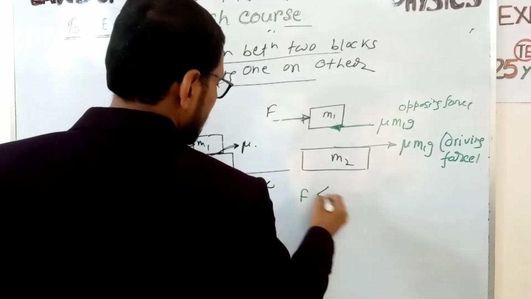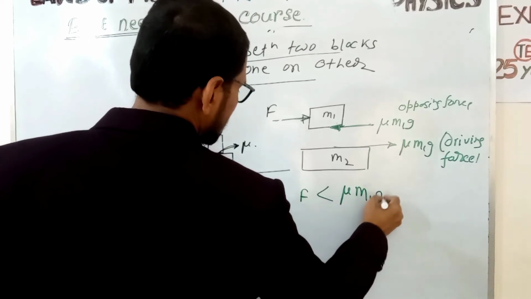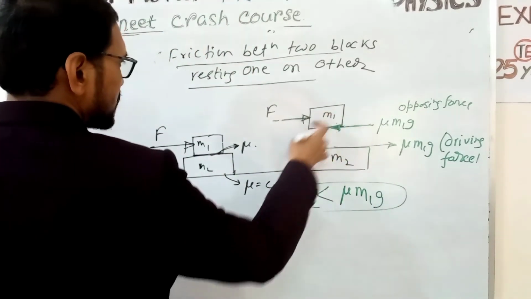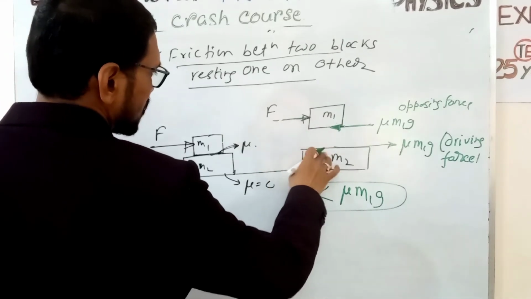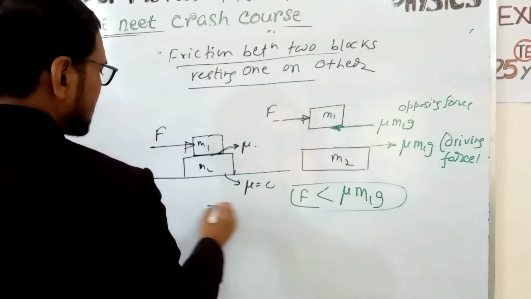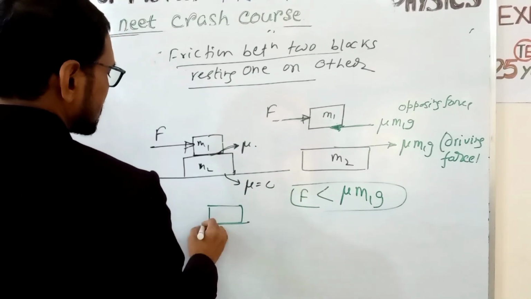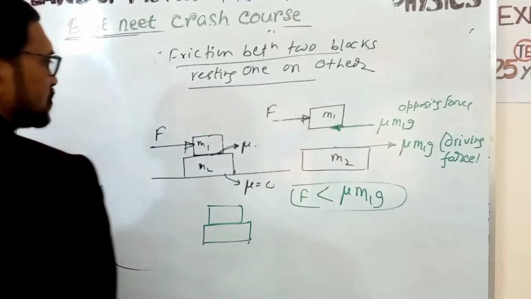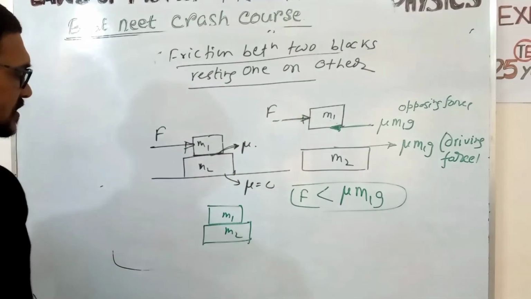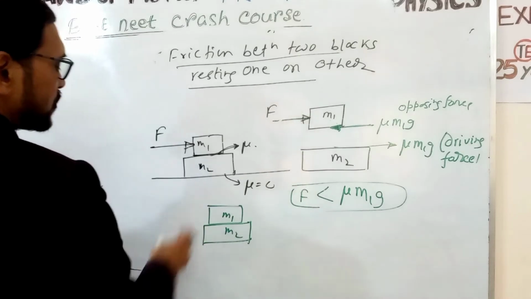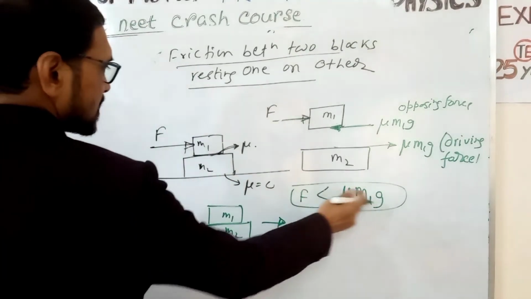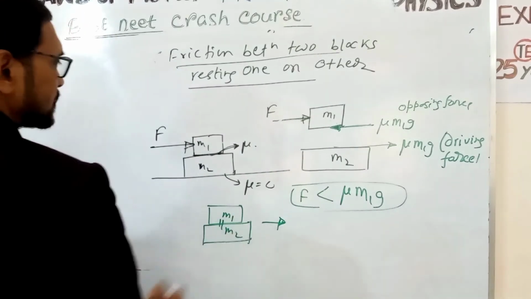So if F is less than mu m1g, first I consider F less than mu m1g. So the m1 does not slide over the surface m2. If the block does not slide over M2, then M1 and M2 will move together. Now M1 and M2 act as a single body which moves together.